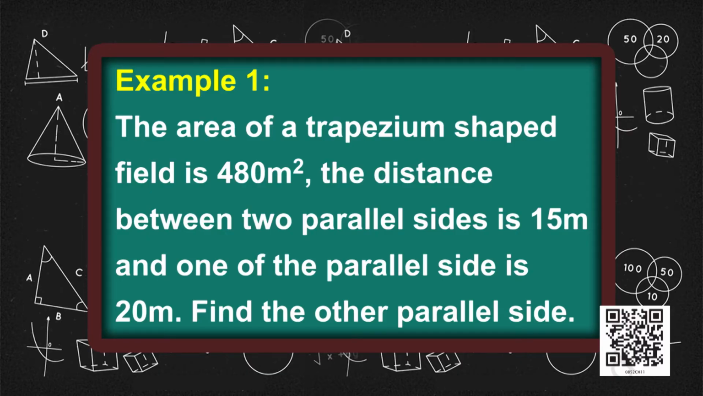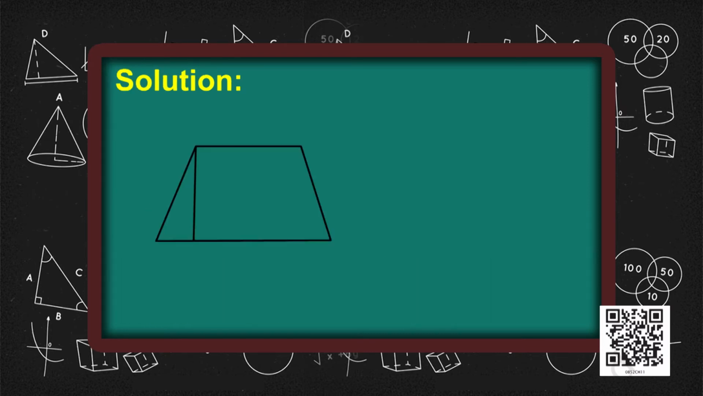Example 1. The area of a trapezium shaped field is 480 square meter. The distance between the two parallel sides is 15 meter and one of the parallel sides is 20 meter. Find the other parallel side. Solution. Let us draw a rough figure. Here is the rough figure.